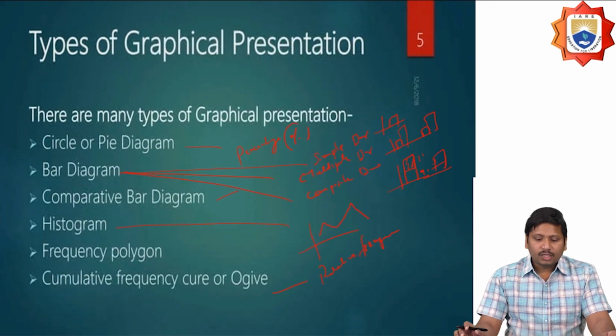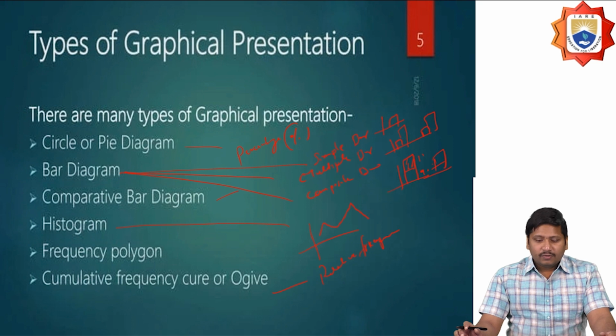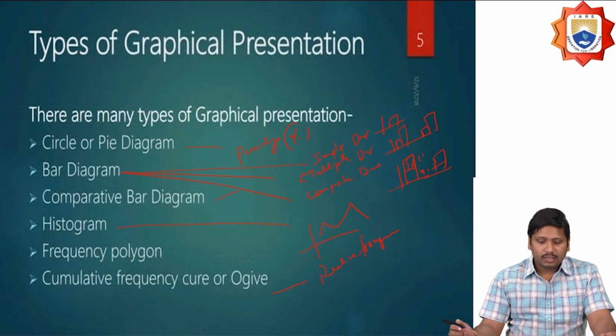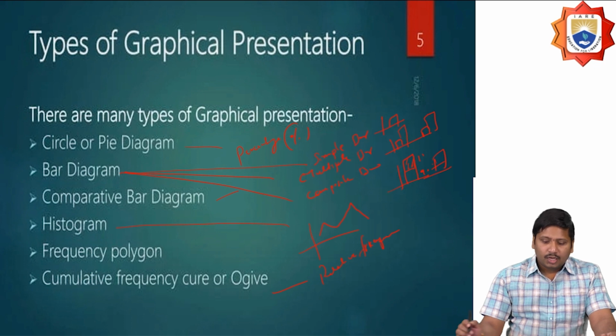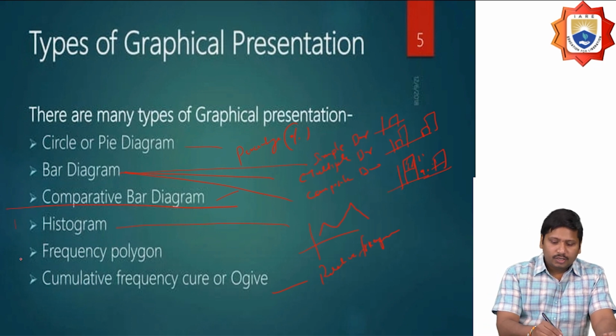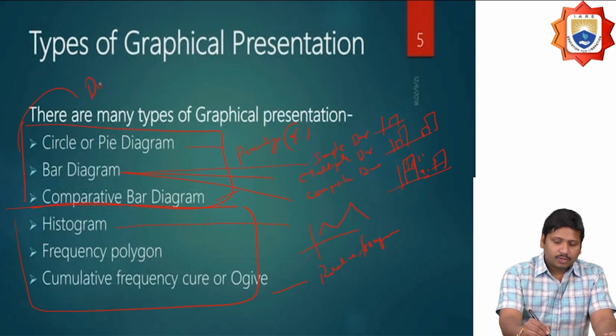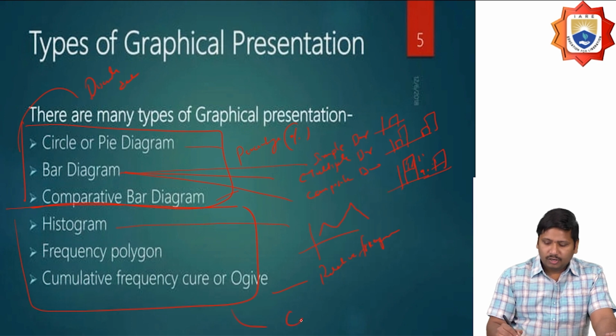There are different types of graphical presentation. Just as I said, they are the pie diagram, bar diagram, and compound bar diagram. Up to here, this set of diagrams is for discrete data, and the last set of three is for continuous data.